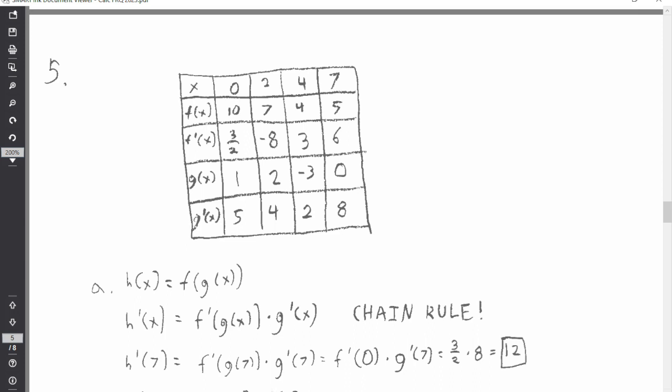G of 7 from the table, g of 7 is 0. So that gives us, we want f prime of 0. And then times g prime of 7, that's 3 halves times 8, which is 12.